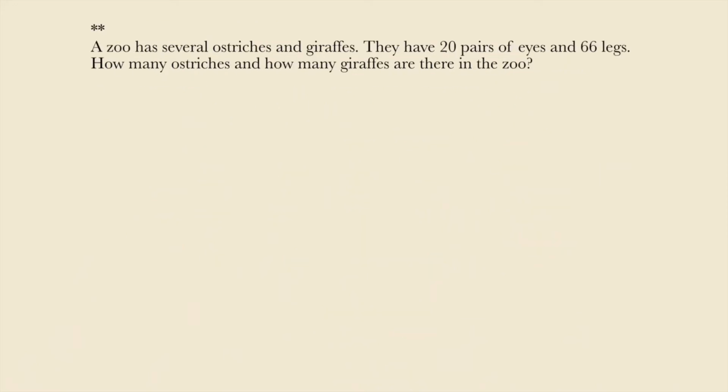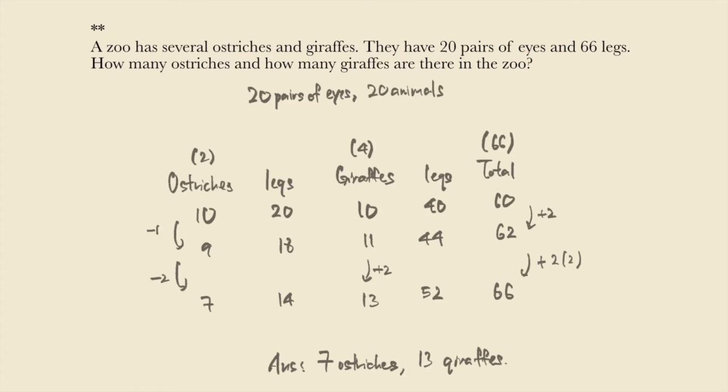And now level 2 questions. A zoo has several ostriches, 2 legs each, and giraffes, 4 legs each. They have 20 pairs of eyes. That's another way of saying that there are 20 animals. So 20 animals here and 66 legs.